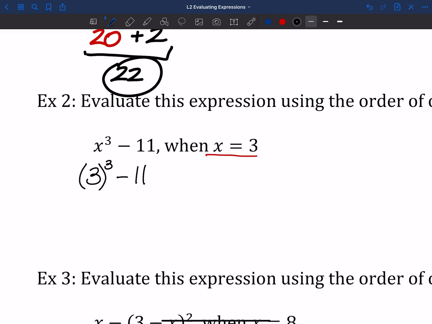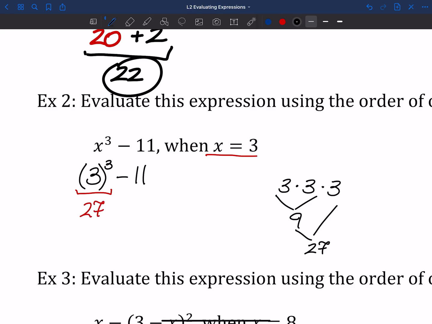That's an exponent. We need to take care of that first. So 3 to the third power. When we put something to the third power, that means that we're multiplying it by itself that many times. So that's 3 times another 3. When we're multiplying all these together, you can take it one chunk at a time. 3 times 3 gives you 9. 9 times that other 3 gives you 27. So that's what we're going to get out of this.